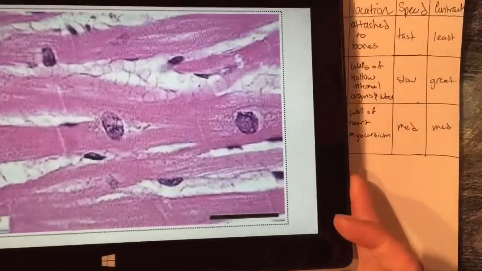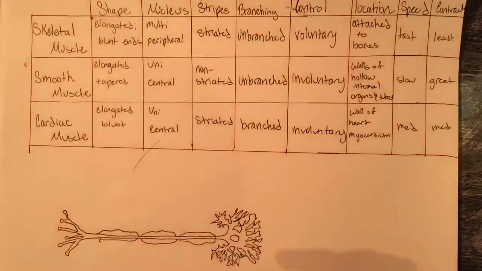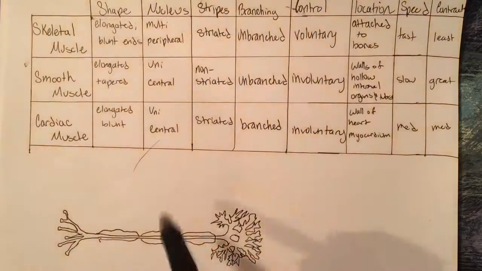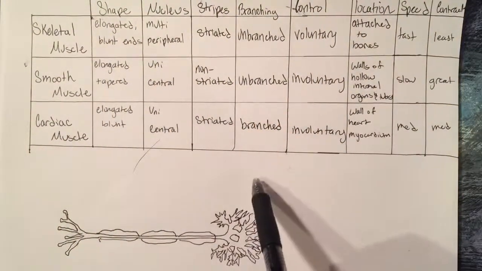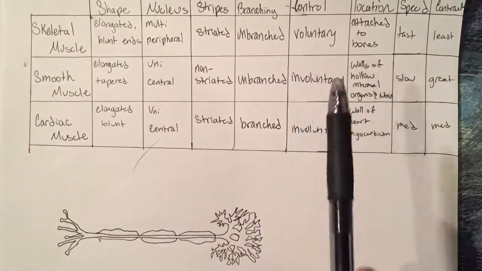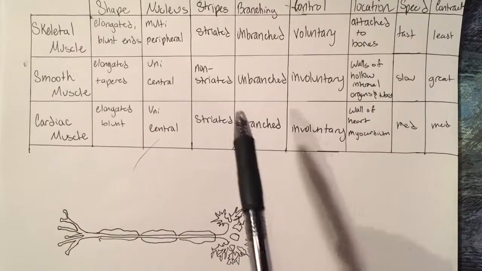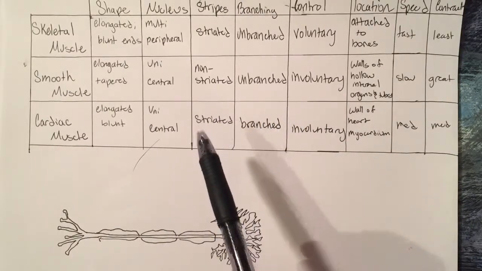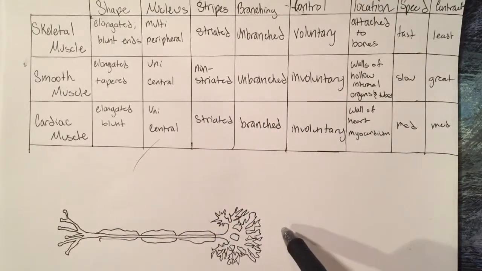So those are the 3 different types of muscle. I would suggest drawing up a chart like this so you can really identify the functions that are different and look at the pictures to decide how the slides are different.